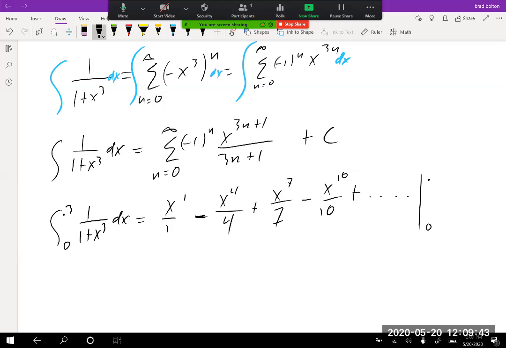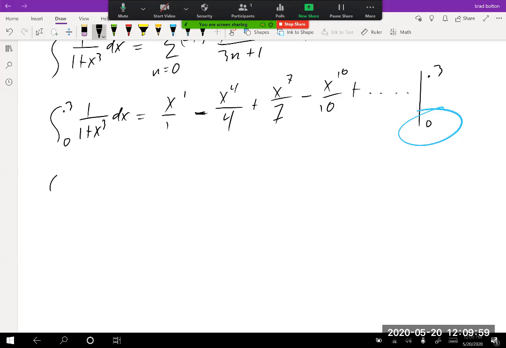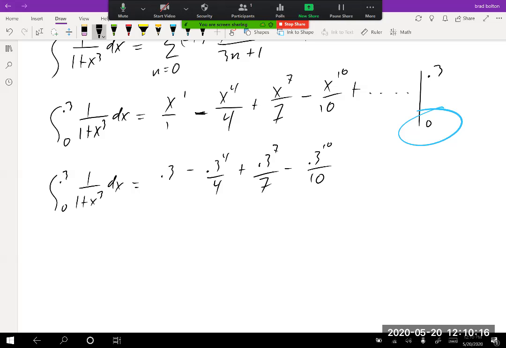from 0 to 0.3. So that means I'm quite literally going to take 0.3 and plug it in for x. Luckily, they gave me 0 right here, so that makes my life a little easier. In general, I would try to stick to that for you guys. So that means the integral from 0 to 0.3 of 1 over 1 plus x cubed dx is equal to 0.3 minus 0.3 to the 4th over 4 plus 0.3 to the 7th over 7 minus 0.3 to the 10th over 10, so on and so on. So that's what we have.